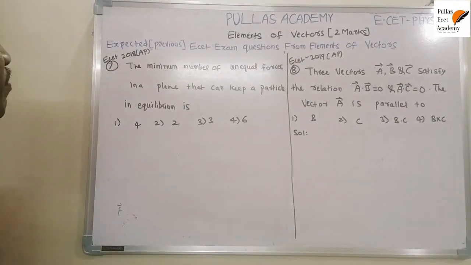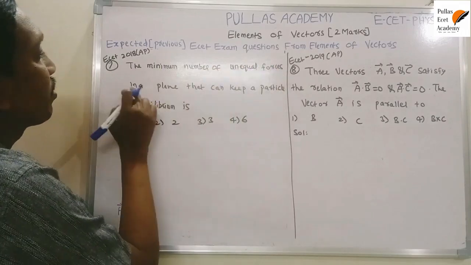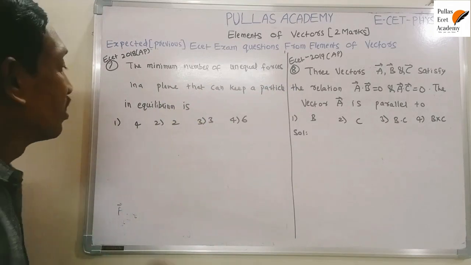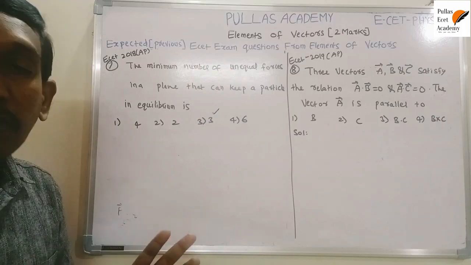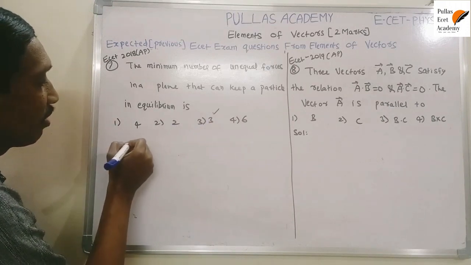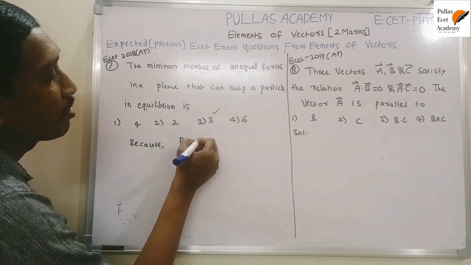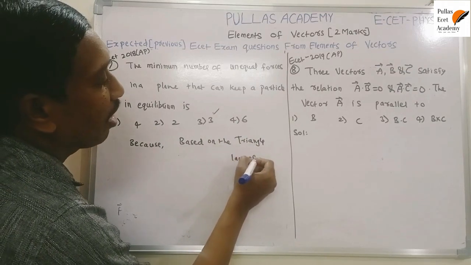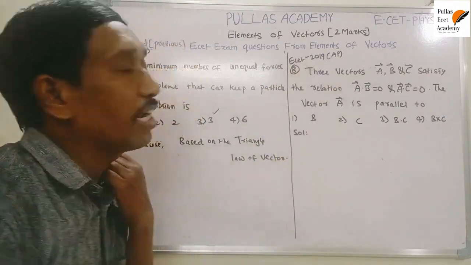Our next question is question number 7, asked in Ecet 2018 AP paper. The minimum number of unequal forces in a plane that can keep a particle in equilibrium is? This is direct from the statement. Based on the triangle of vectors, a minimum of 3 unequal forces acting at one point keeps the particle in equilibrium. So the correct answer is 3. The reason is that you have to recognize this point based on the triangle law of vectors. Already I explained what the triangle of vectors is. Clear?